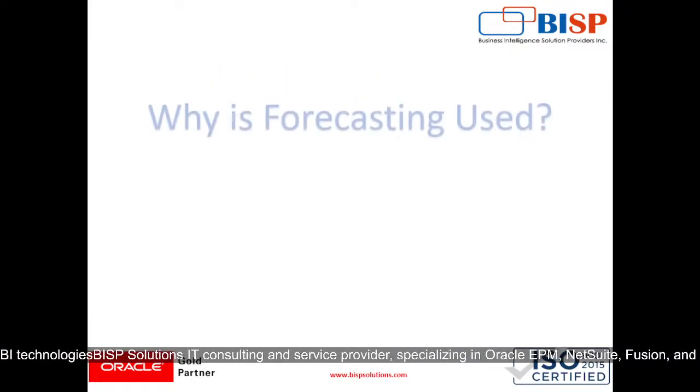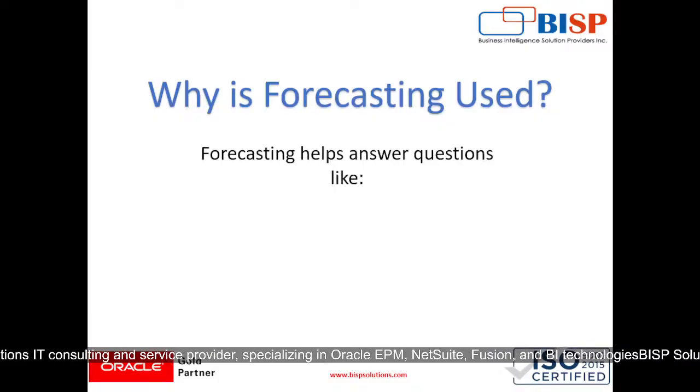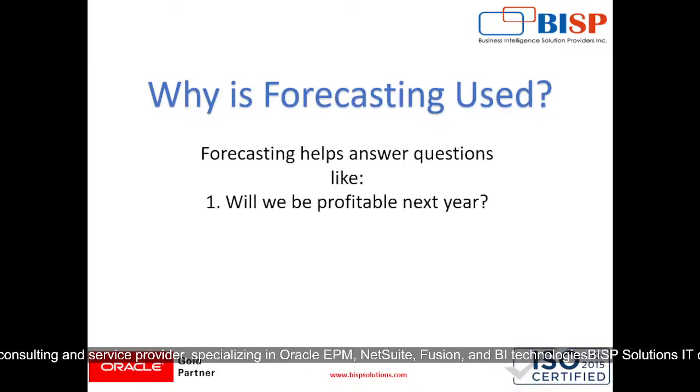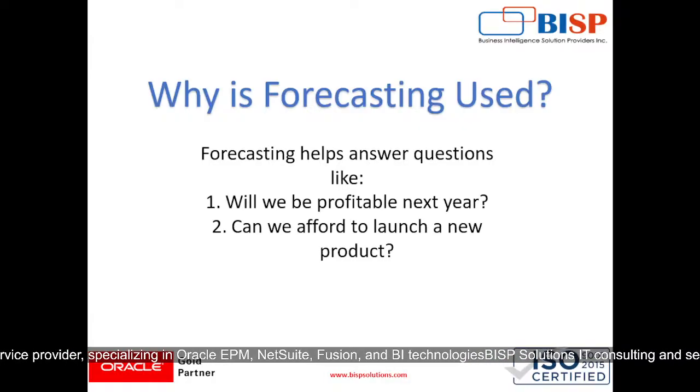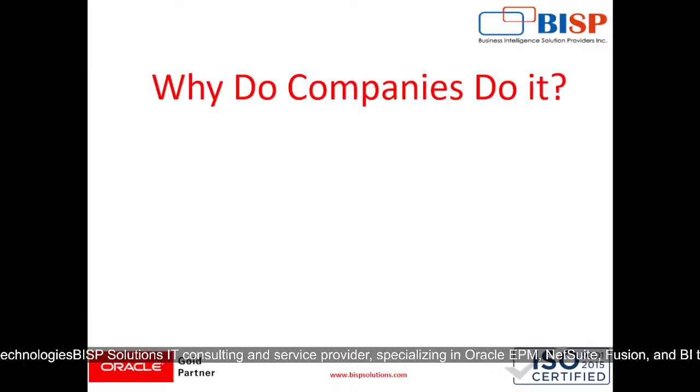So next is why forecasting is used. Forecasting helps answer questions like will we be profitable next year, can we afford to launch a new product, and do we need external funding or not. So forecasting gives clarity and control over business decisions. It's not just guessing, it's strategic planning backed by numbers. So why do companies do it?